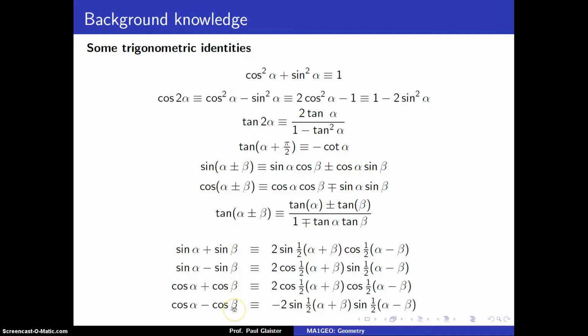The remaining 4 on this page, which are either the sum of two sines or the difference of two sines, the sum of two coses or the difference of two coses, are also useful. If you take the first one, it says that sine of alpha plus sine of beta is twice sine of half the sum of the angles, times cos of half the difference. So we often refer to that as sine of the semi-sum, cos of the semi-difference.